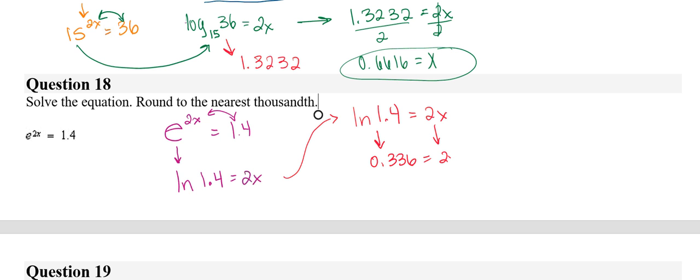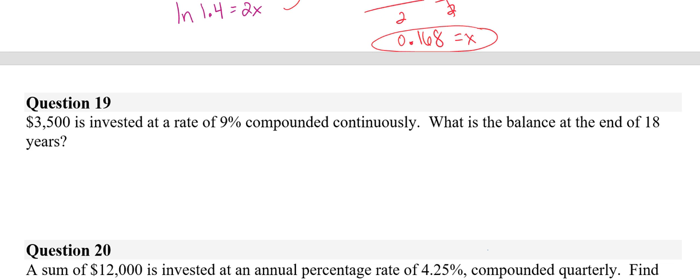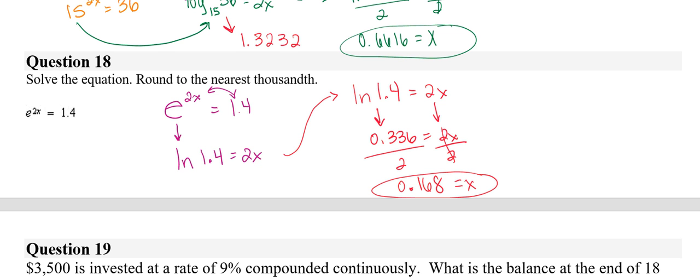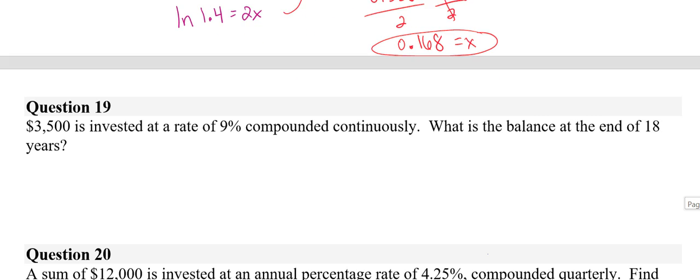Okay, and that equals 2x. Again, finish solving. We've got to divide by 2 to cancel that guy out. So this was 0.336. We divided by 2 and got 0.168.